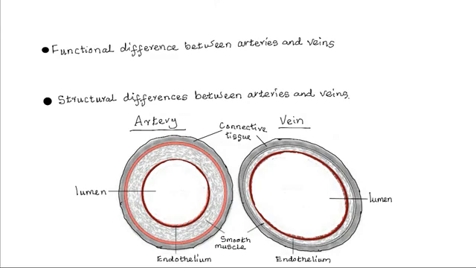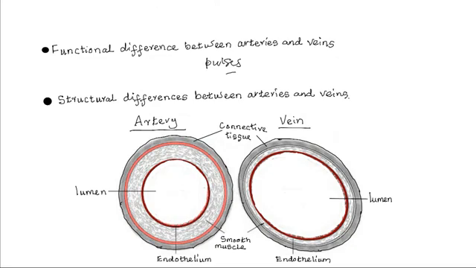Secondly, because of the first point, in the arteries, the blood flows rapidly and in pulses. But in the veins, blood flows smoothly. So there are no pulsations. And third, another functional difference is that the arteries transport oxygenated blood, except the pulmonary artery, whereas the veins transport deoxygenated blood, except the pulmonary vein, which transports oxygenated blood from the lungs to the heart.